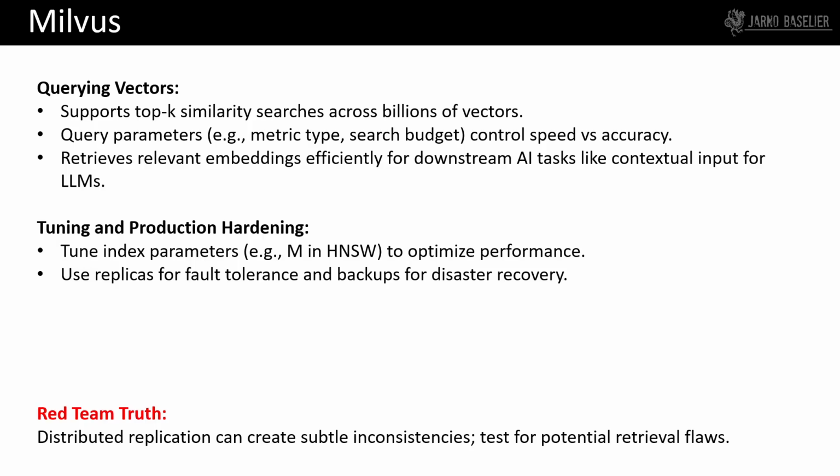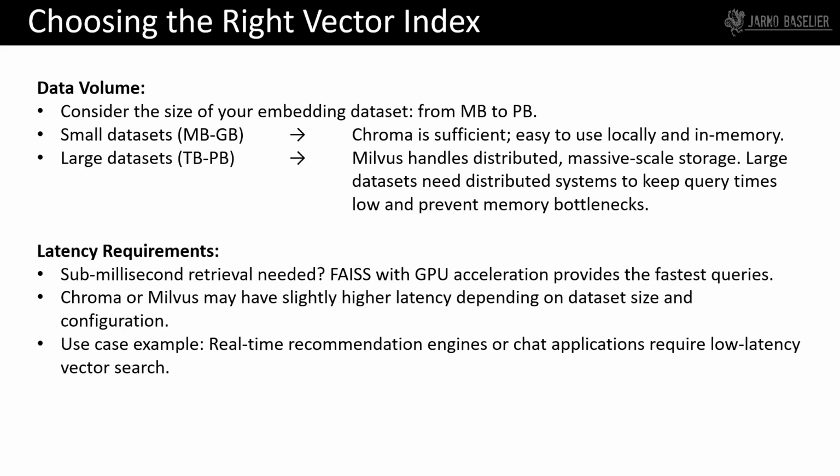Tuning and production hardening: tune index parameters like M, efConstruction, and efSearch to optimize performance and use replicas for fault tolerance and backups for disaster recovery. For red teams, distributed replication can create subtle inconsistencies, so test for potential retrieval flaws. Again, something we can test for.